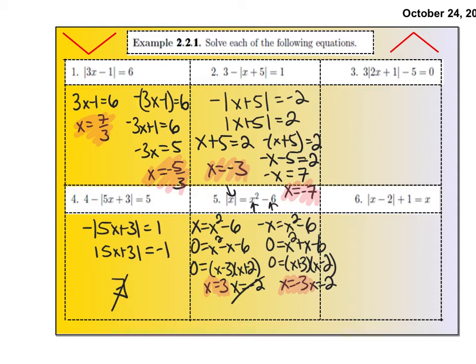I haven't used Explain Everything for a while since last year, so I'm a little rusty. Positive 3 and negative 3 are the only answers that work.